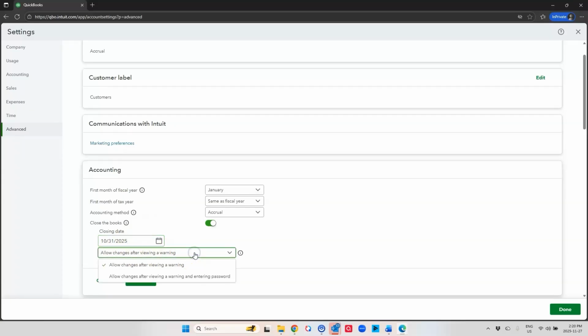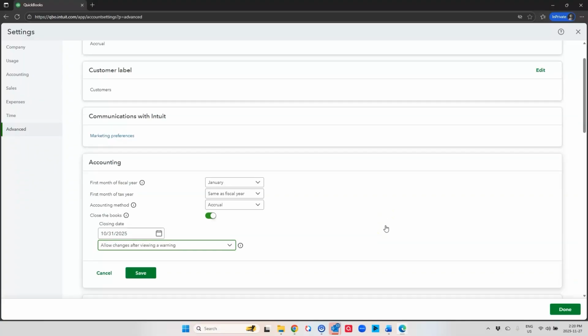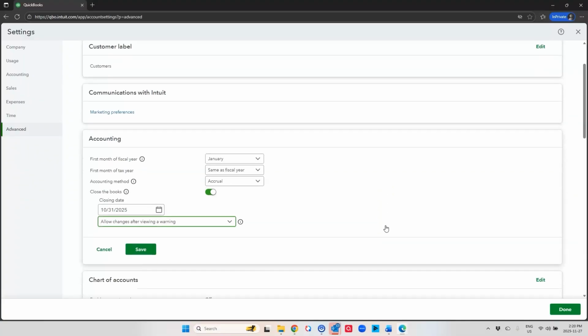And we have two options here. Allow changes after viewing a warning and enter a password, or just allow changes after viewing a warning. You always go for the warning. If you have this password and something happens, the proverbial hit by a bus, nobody's going to be able to get into those books. I've seen it happen before where year-end accountants have put passwords in.